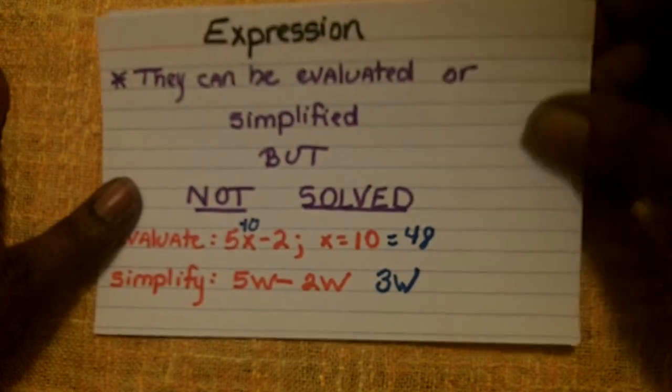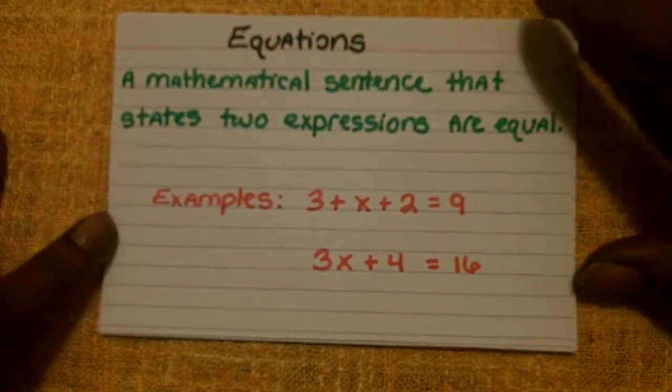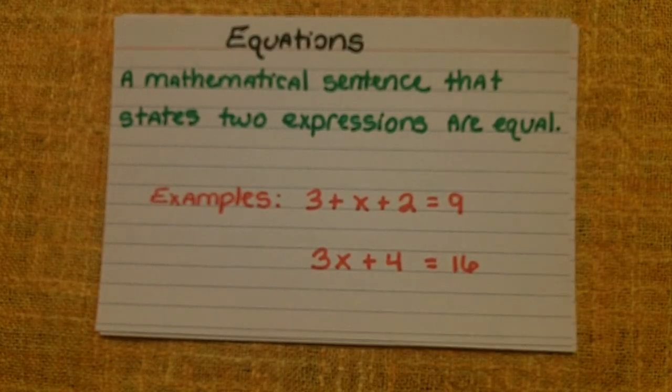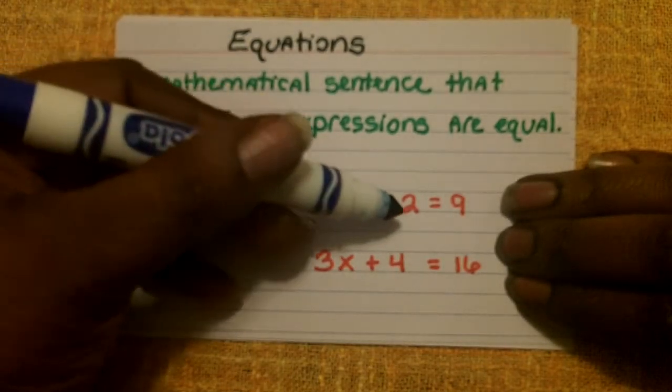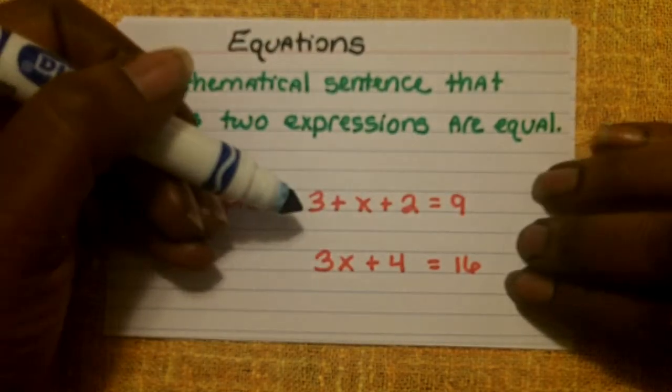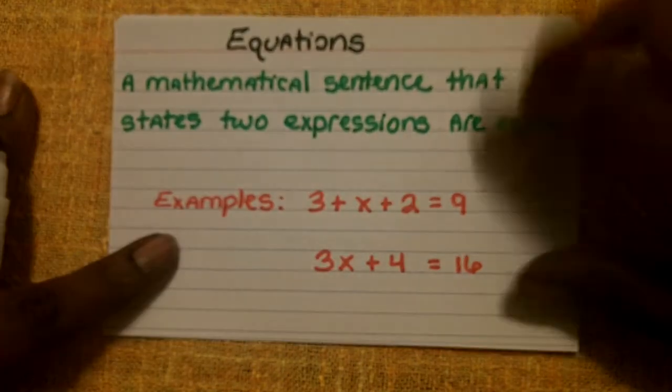Now, I do want us to discuss equations. An equation is simply a mathematical sentence that states two expressions as being equal to each other. And below you see a couple of equations. We have 3 plus x plus 2 set equal to 9, and 3x plus 4 is equal to 16.